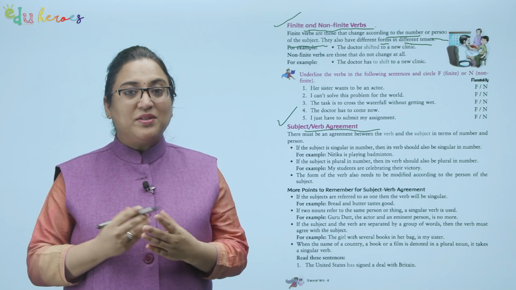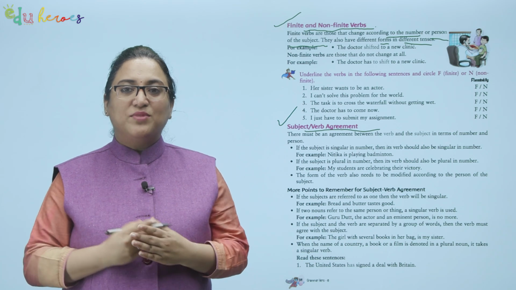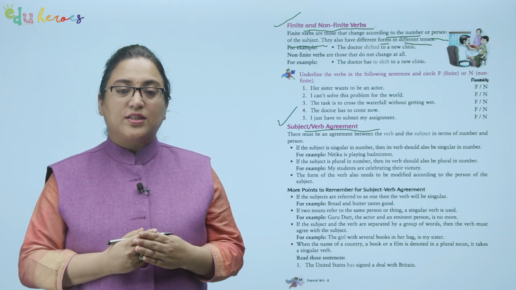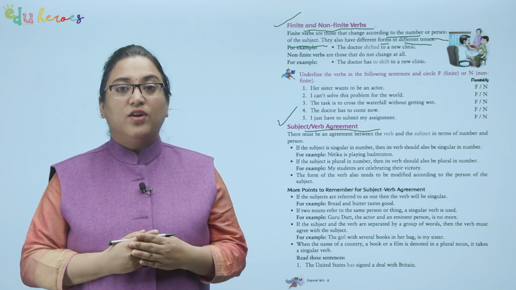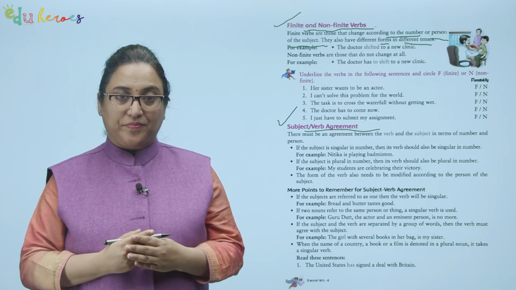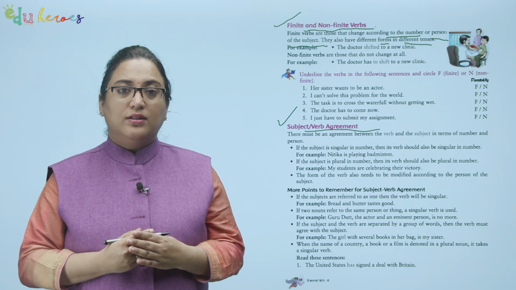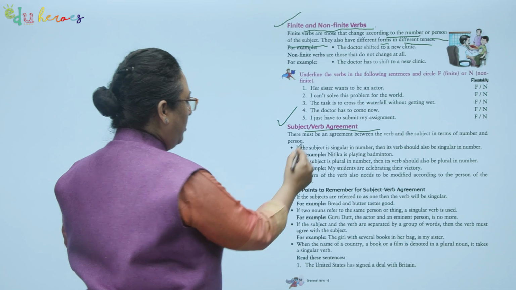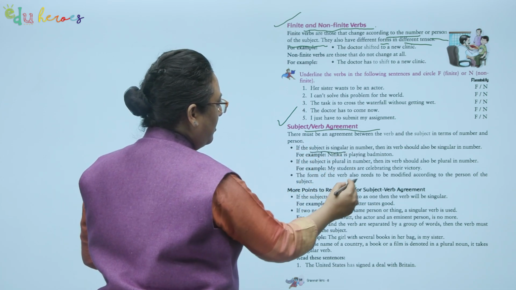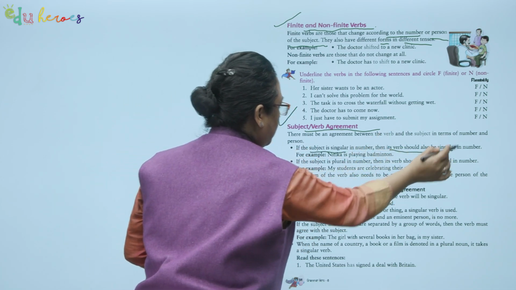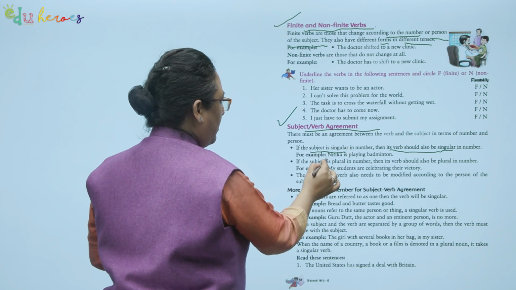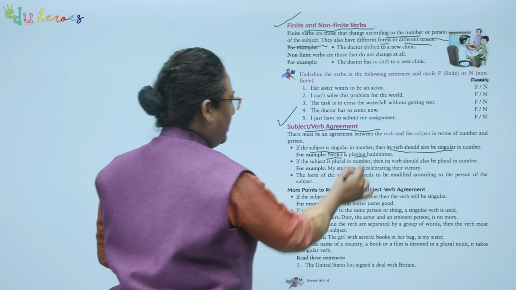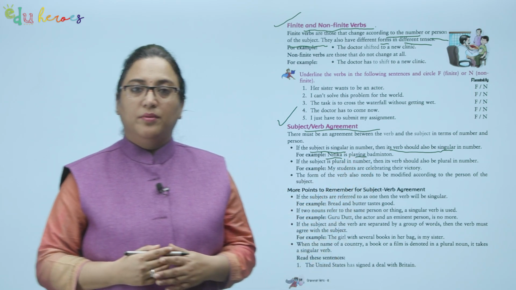There must be an agreement between the verb and the subject in terms of number and person. If the subject is singular in number, then its verb should also be singular in number. For example, Nitika is playing badminton. So let's understand the rule. If the subject is singular, then the verb also should be singular. Like here, Nitika is a singular noun and playing also is a singular verb.